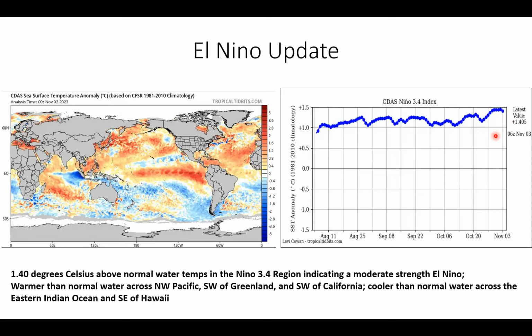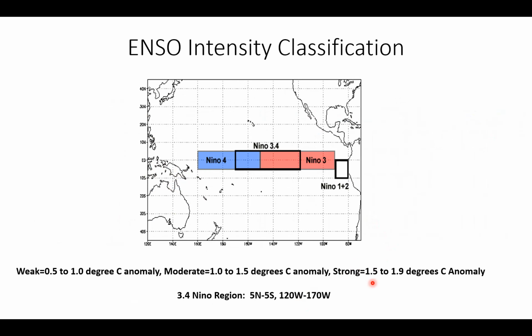So let's keep an eye on this trend over time. Anything greater than 1.5 degrees Celsius above normal water temperatures in this Nino 3.4 box is generally associated with a strong El Nino. Right now, being that we're at 1.4 C above normal water temperatures in Nino 3.4, we have a moderate El Nino. And again, I like to show this to show you the latitude 5 degrees north to 5 degrees south and the longitude box of the Nino 3.4 region from 120 west right here, this longitude line, extending west to 170 west right there.